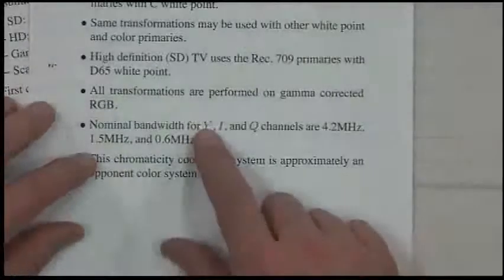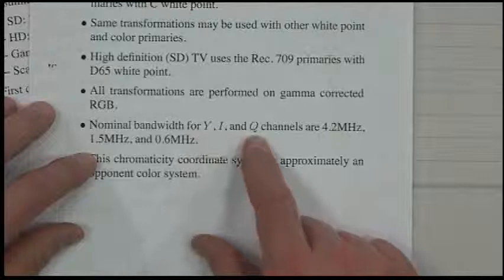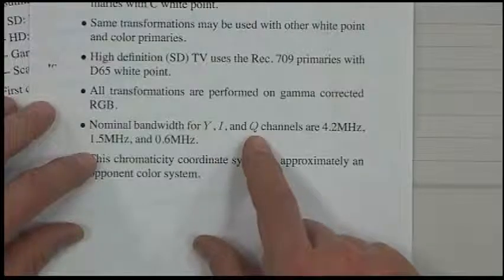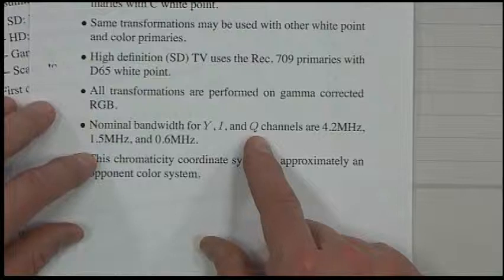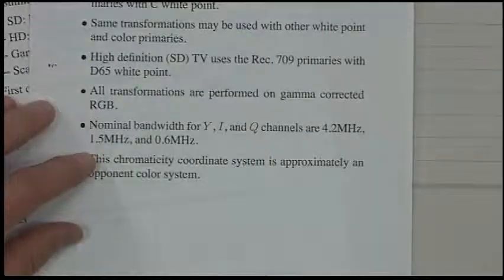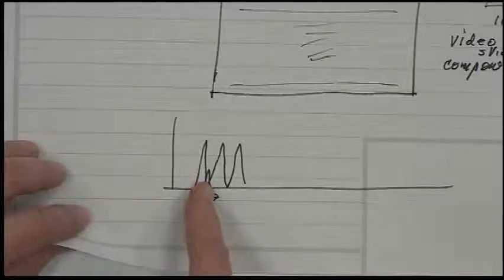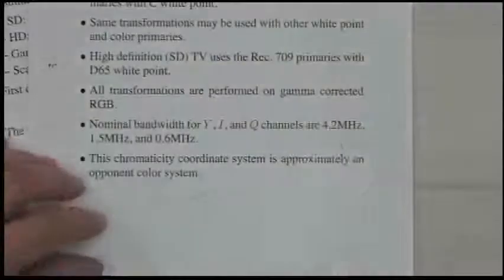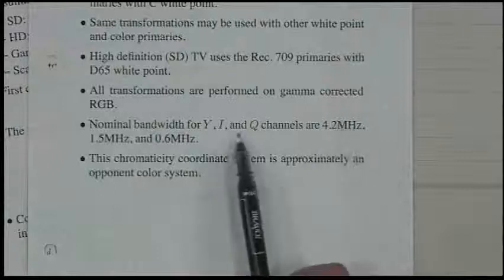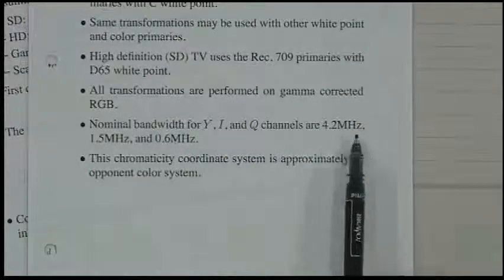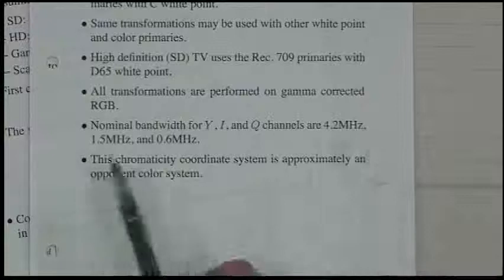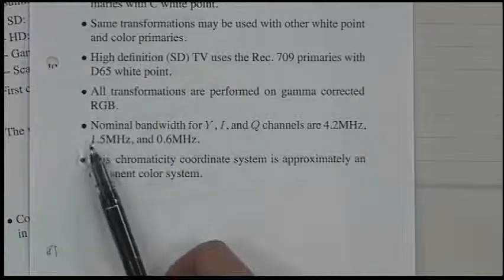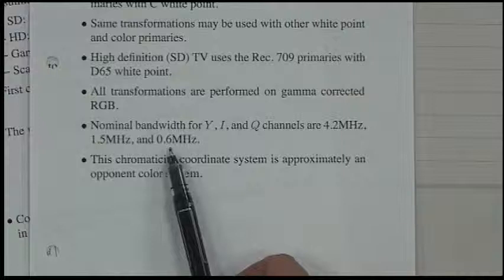The nominal bandwidth. YIQ is specifically designed for modulation on a carrier. So the bandwidth is important, because if you have too much bandwidth, you get interference, because the color information won't fit in between the values here. So the standard said Y was limited to 4.2 megahertz, I was 1.5, and Q was 0.6.